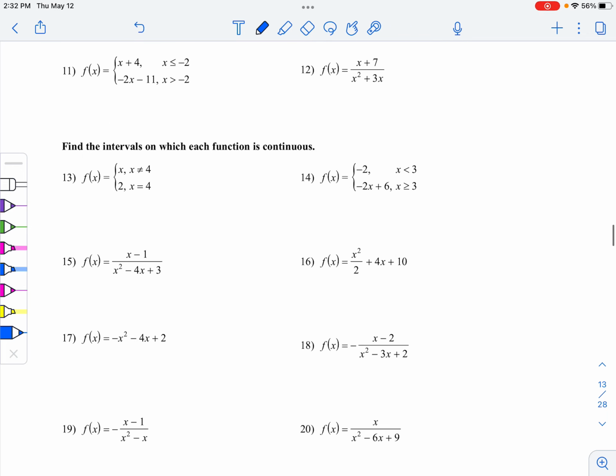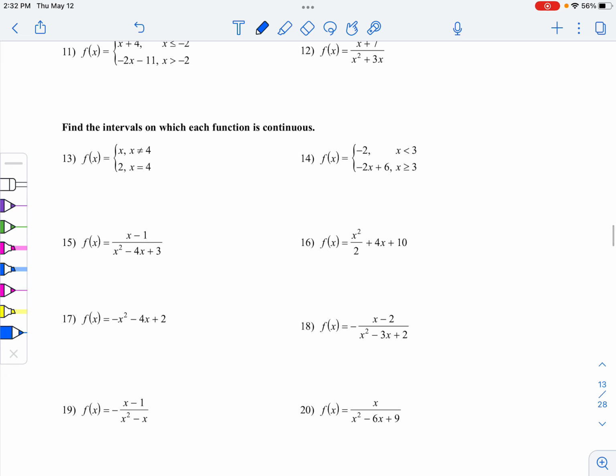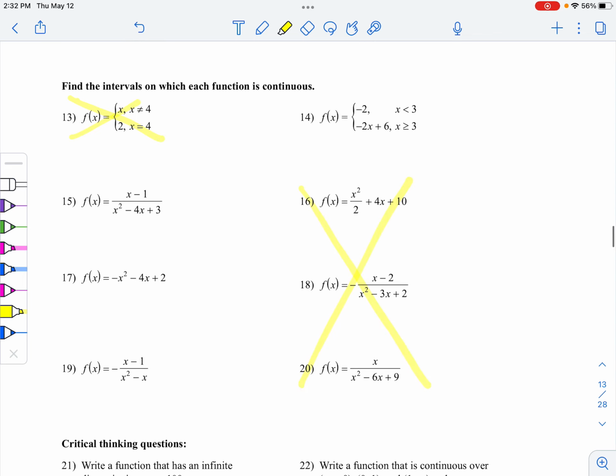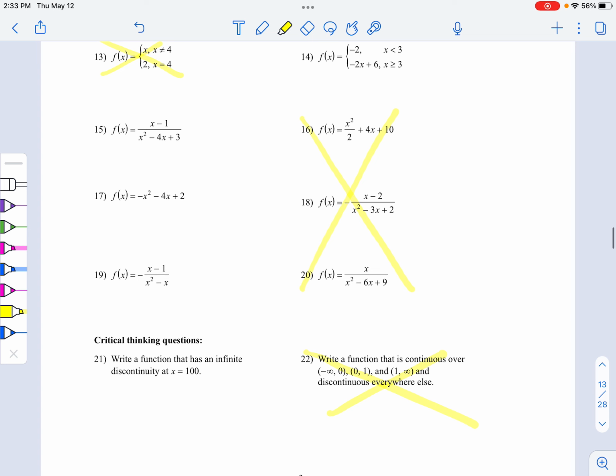All right, so that is your homework. I will shorten this up a little bit. I do want you to identify some issues. If there aren't any issues, then you are continuous from -infinity to +infinity. But I will cross this one out and I will cross those out. I will shorten up homework a little bit. And we'll cross 22 out.